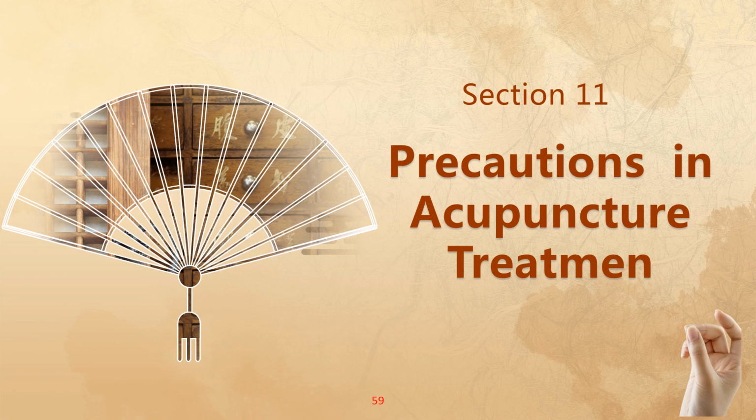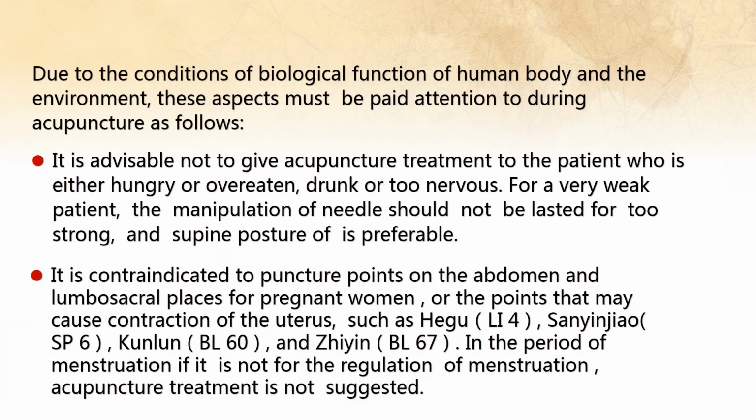Section 11. Precautions in acupuncture treatment. Due to the conditions of biological function of the human body and the environment, these aspects must be paid attention to during acupuncture as follows. It is advisable not to give acupuncture treatment to a patient who is either hungry or overeaten, drunk, or too nervous. For a very weak patient, the manipulation of the needle should not be too strong, and a supine posture is preferable.